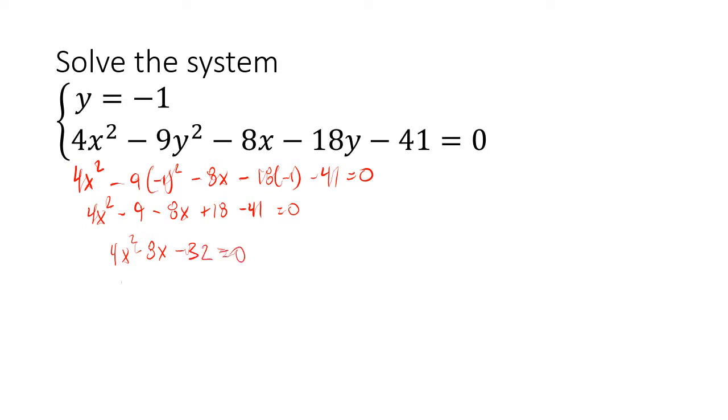You can do the same thing here, factor 4 out of everything: x squared minus 2x minus 8.